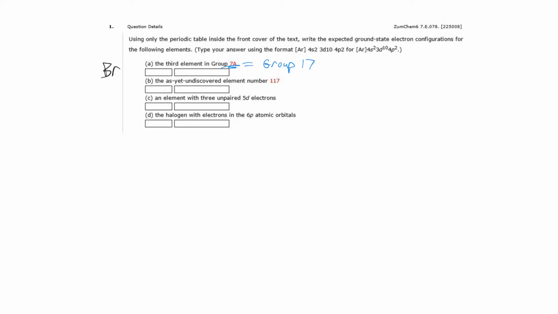Bromine falls in the 4p sublevel, and it's the fifth element over. So I know that its ground state electron configuration ends with 4p5. I know that the noble gas that precedes it is argon, so I'm going to put argon in brackets. But then what other sublevels precede bromine but follow argon?